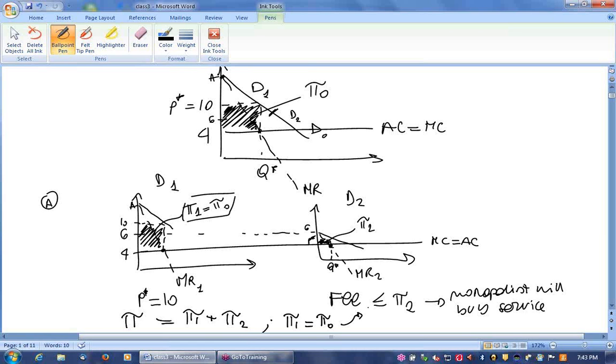Exactly. For the first part of the demand, the price is equal to 10 because we are in the same situation as the initial demand curve. The marginal revenue curve is the same, so MR1 is equal to MR0. So the same condition is met to find the optimal price of equilibrium.